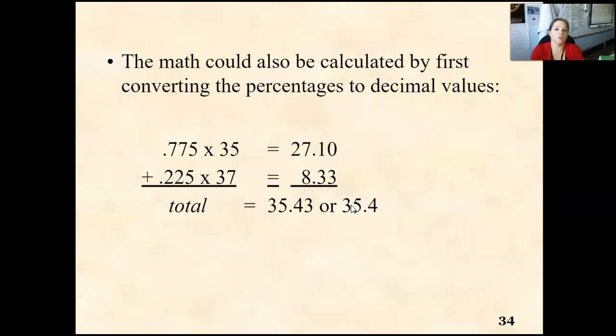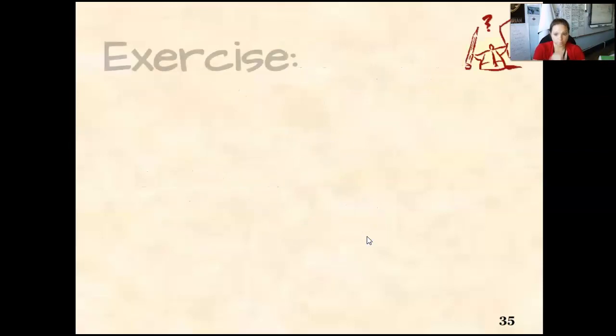All right, so the math could also be calculated by first converting the percentages to decimals, which makes your life a little bit easier, one less step at the end. So instead of 77.5, you have 0.775 times 35, and you have 0.225 times 37. As you can see right here, it cuts out that dividing by 100.